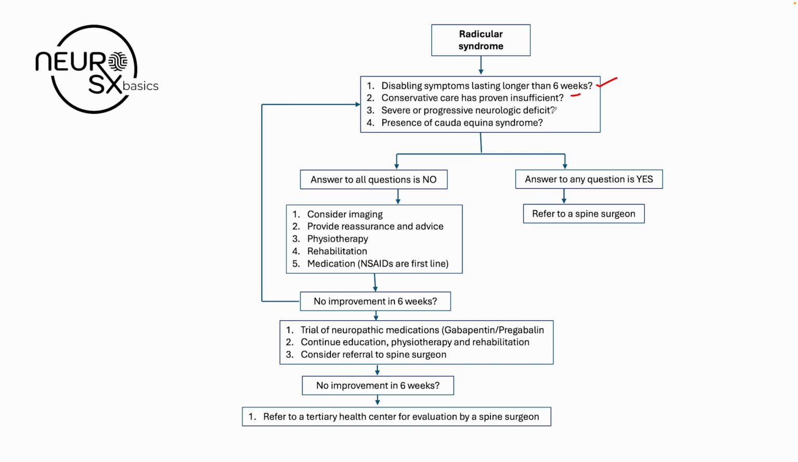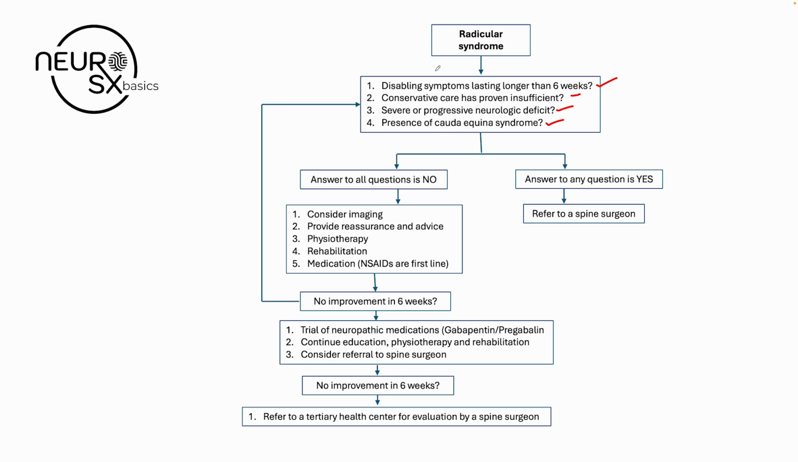Is there any severe or progressive neurologic deficit? And is there presence of cauda equina syndrome? If any of these questions are yes, then the patient usually needs to undergo spine surgery and should be referred to a spine surgeon. If you are a spine surgeon, the first thing you will obviously do for this patient is get an MRI. And based on the findings of the MRI, whatever decompressive surgery is required for this patient can be offered.